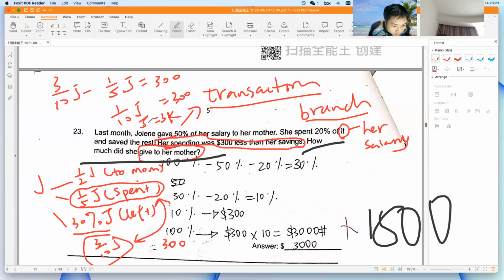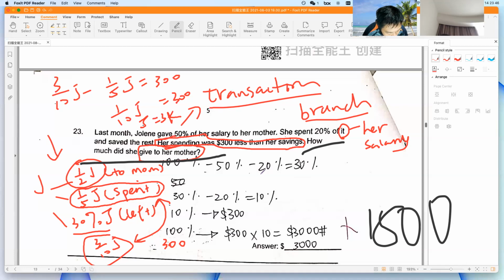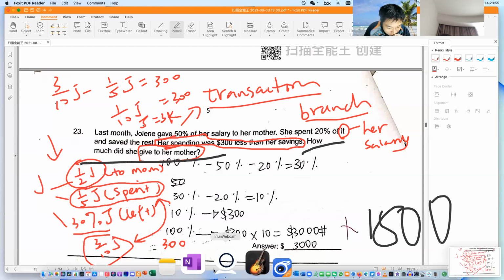So how much did she give to her mother? So 3K, you still have to times the half. Okay. So that's the reason why I asked you to do it this way, right? The benefit of it is once you have written down this branch, let me get this to the PowerPoint. I'm also telling you the benefit of using the branch method.